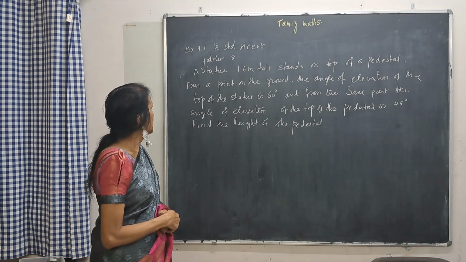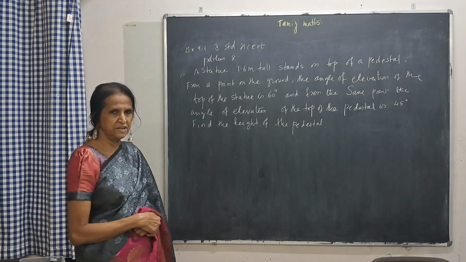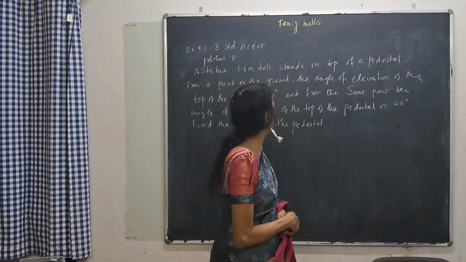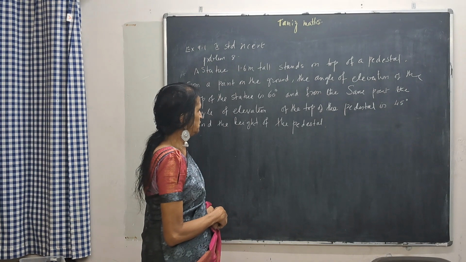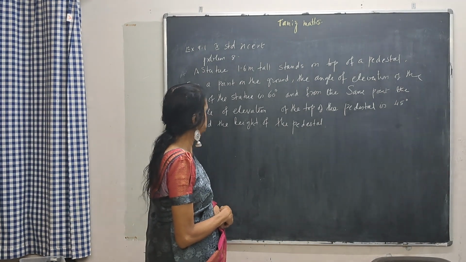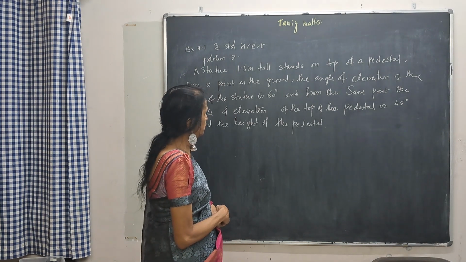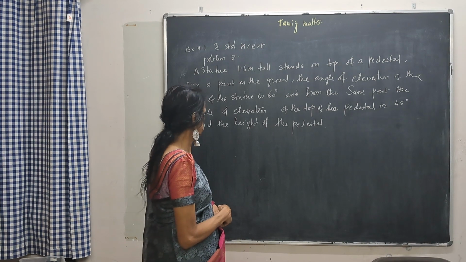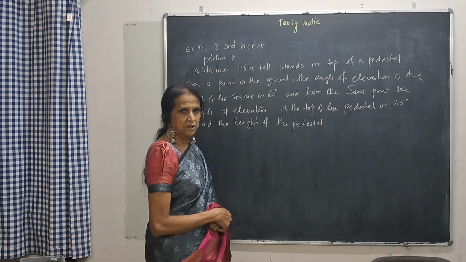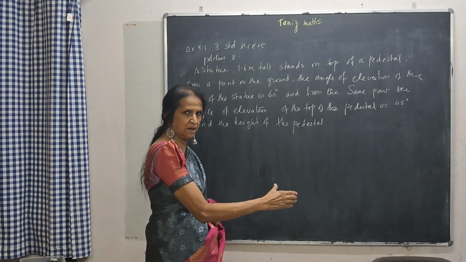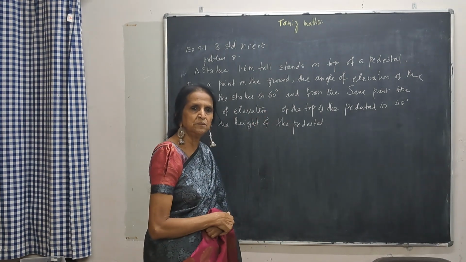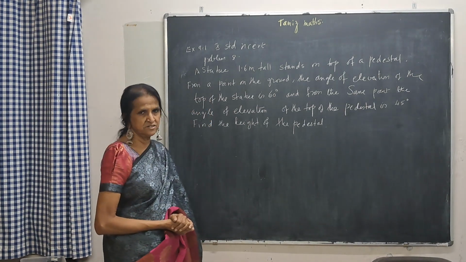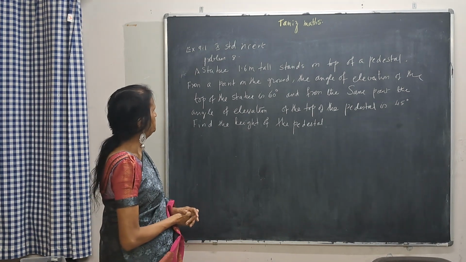Well, let's see. A statue 1.6 meters tall stands on top of a pedestal. From a point on the ground, the angle of elevation of the top of the statue is 60 degrees. And from the same point, the angle of elevation of the top of the pedestal is 45 degrees. Find the height of the pedestal. You would have seen what's a pedestal. There will be a stand, and at the top of that, statues will be erected, isn't it? So now, a statue 1.6 meters tall stands on a pedestal.